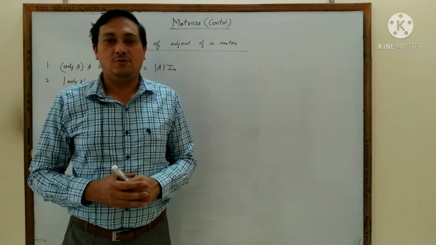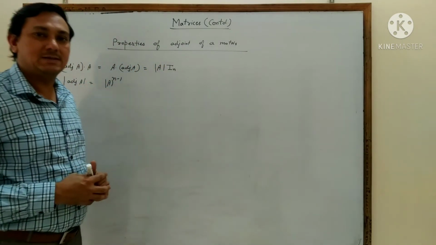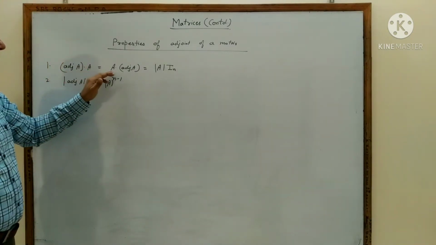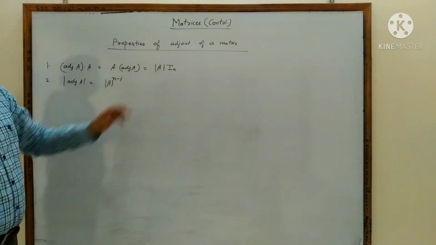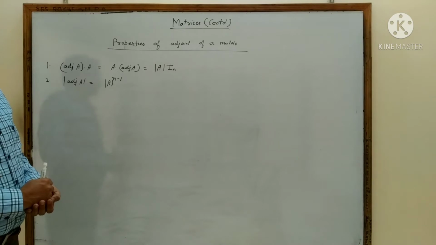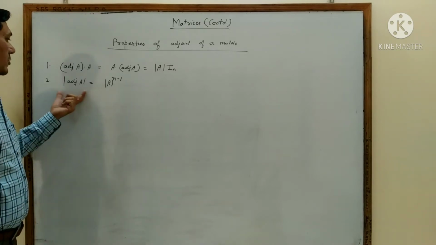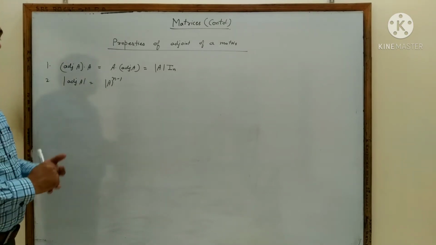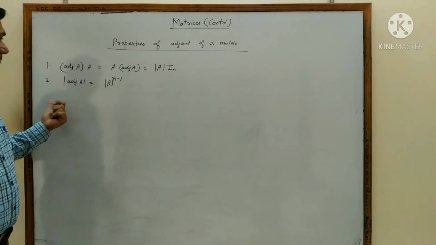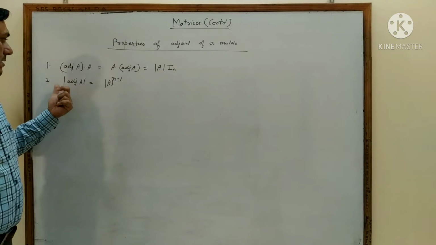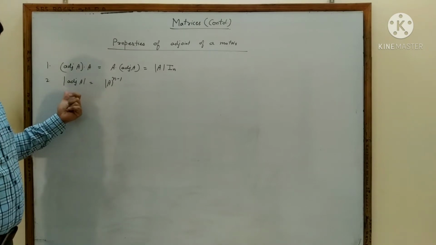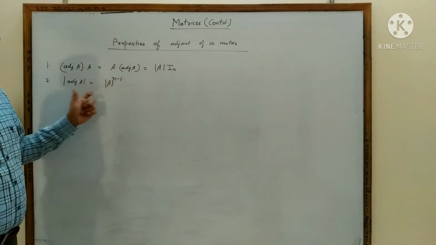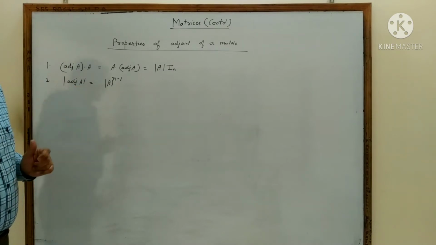In the previous video, we learned about the adjoint of a matrix and two of its properties: adjoint of A multiplied by A is equal to A multiplied by adjoint of A is equal to determinant of A multiplied by the identity matrix of the same order, and determinant of adjoint of A is equal to determinant of A raised to the power n minus 1, where n is the order of the matrix A. If we have a matrix A of order 3 by 3, then the determinant of adjoint of A will be equal to the square of the determinant of the matrix itself.